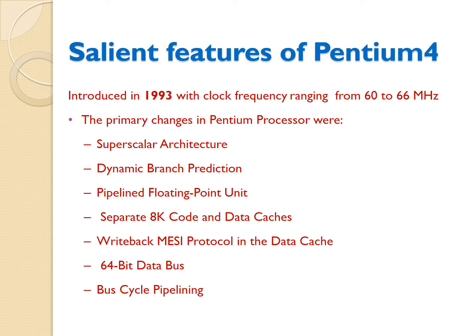Let us see the salient features of Pentium 4 processor. First one is superscalar architecture. What is superscalar architecture? The Pentium 4 processor has 2 integer pipeline. One is U pipeline, another one is V pipeline. The U pipeline is fully capable of executing any integer instruction, whereas V pipeline can execute simple instructions. So when a processor has 2 or more parallel pipelines, then it is said to be the superscalar architecture.